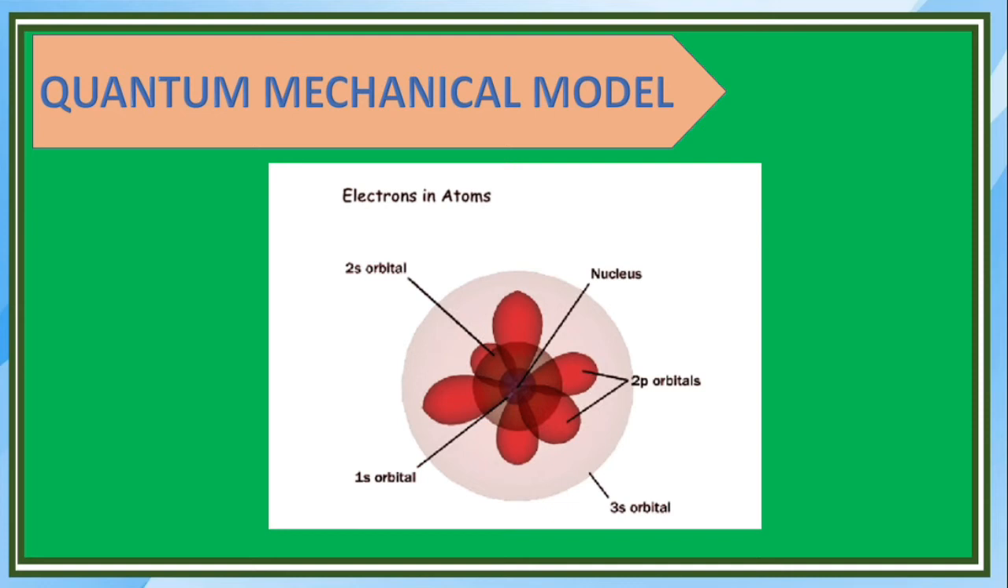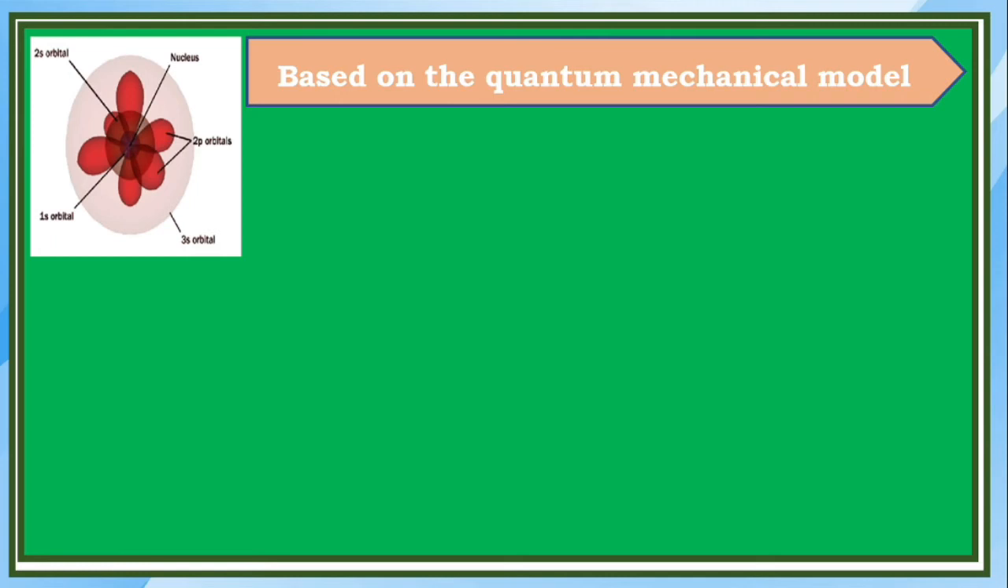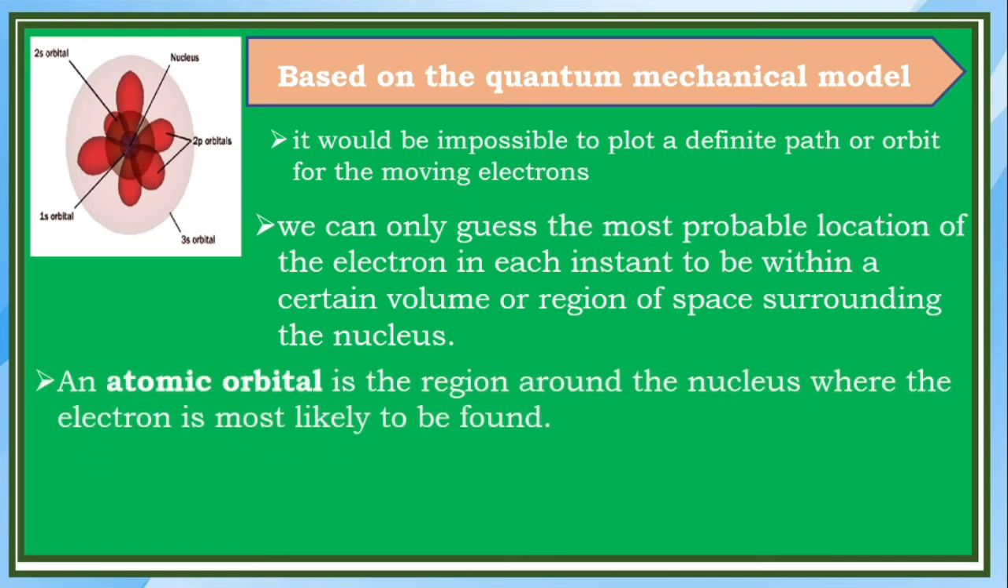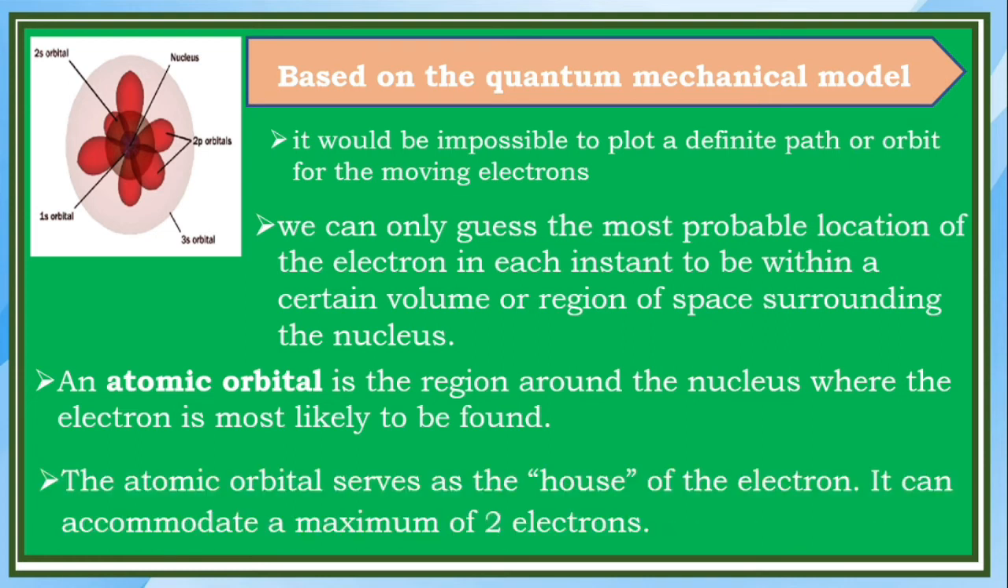Based on the quantum mechanical model, it would be impossible to plot a definite path or orbit of the moving electrons. We can only guess the most probable location of the electron in each instant to be within a certain volume or region of space surrounding the nucleus. An atomic orbital is the region around the nucleus where the electron is most likely to be found. The atomic orbital serves as the house of the electron. It can accommodate a maximum of 2 electrons.